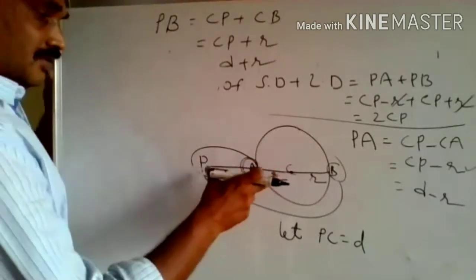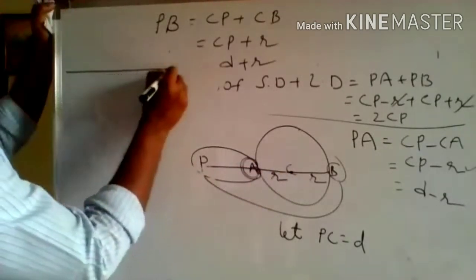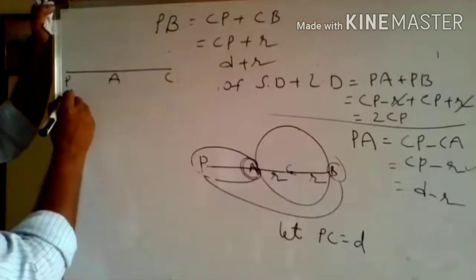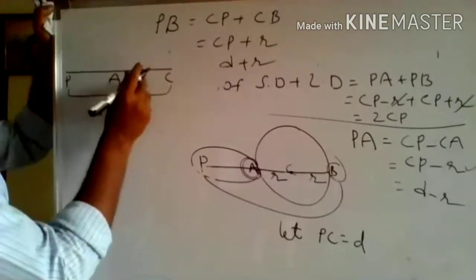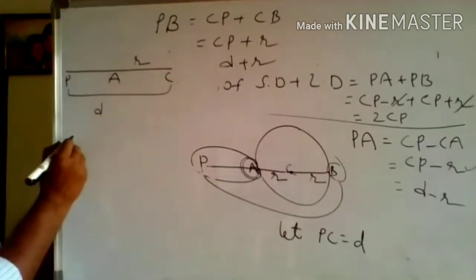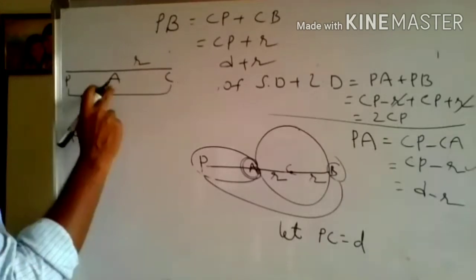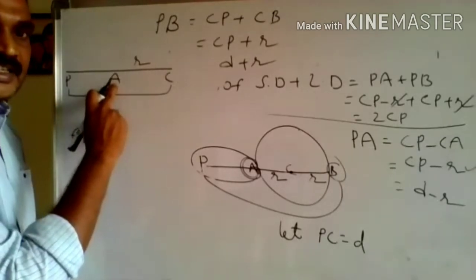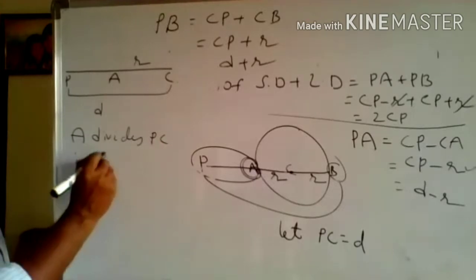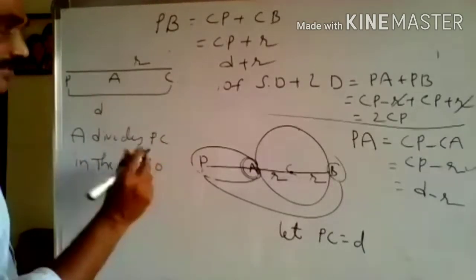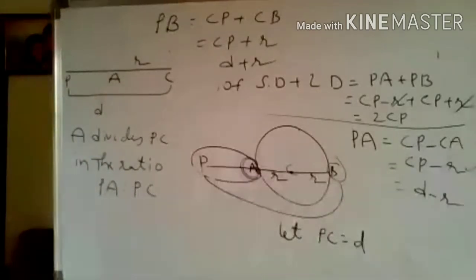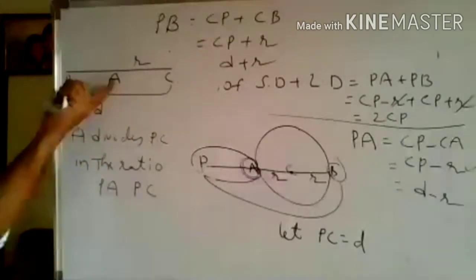I'm taking the line segment PAC. The total distance PC is equal to D, and CA is equal to R. A divides PC internally, since A is inside. A divides PC in the ratio PA is to AC.